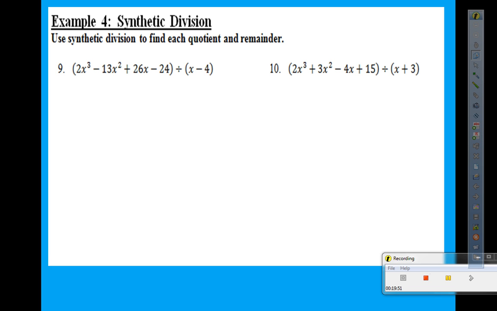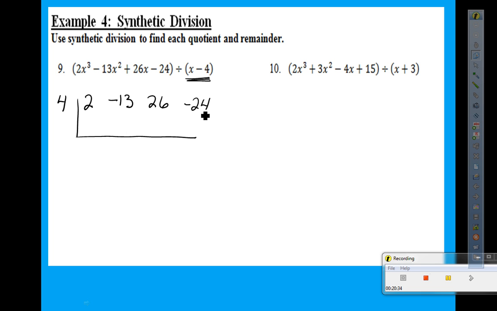So here's step number 1. Take this and set it equal to 0. And you should get 4. You're going to draw an upside down division sign, and you're going to list the coefficients. Representing the cubed term is a 2. Representing the squared is a negative 13. Representing the x term is a 26. And the constant is negative 24.